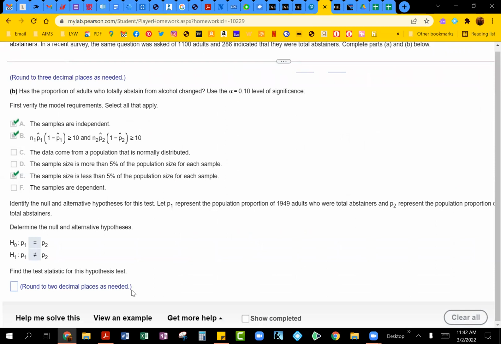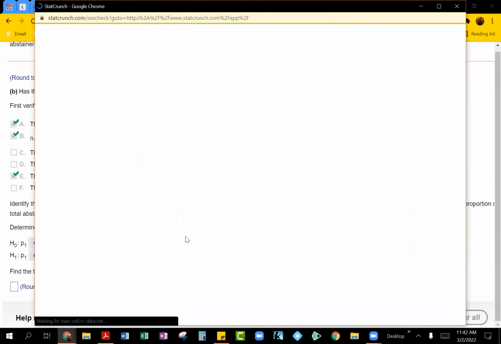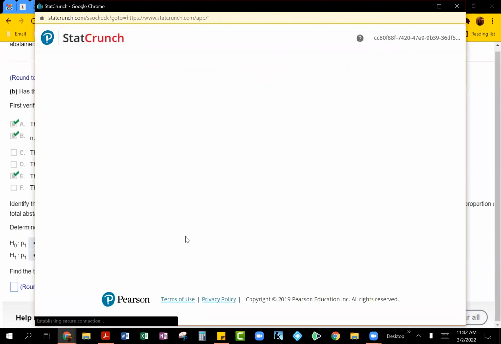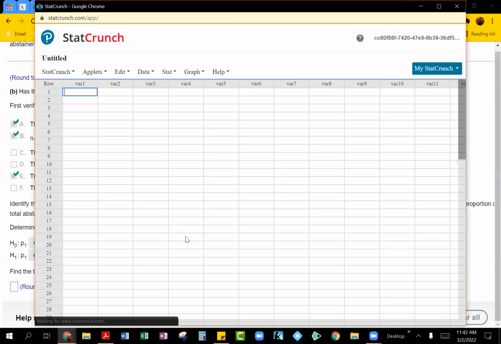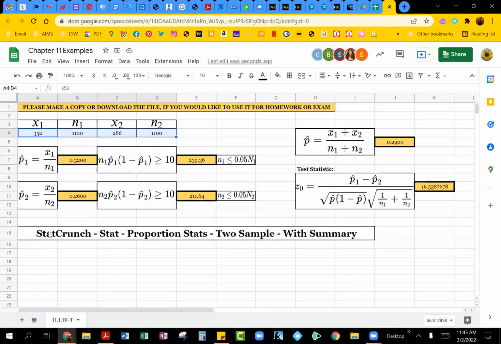The other one is using StatCrunch. And if you go under get more help, under your homework assignment, you will see you do have that StatCrunch option now. So it does show up for these later chapters. Sometimes it has us log in, which technically you don't really have a login. You may just have to refresh the page to get to that part. And for that, again, in the Excel Google file here, you will see I've kind of given you the steps on how to get there.